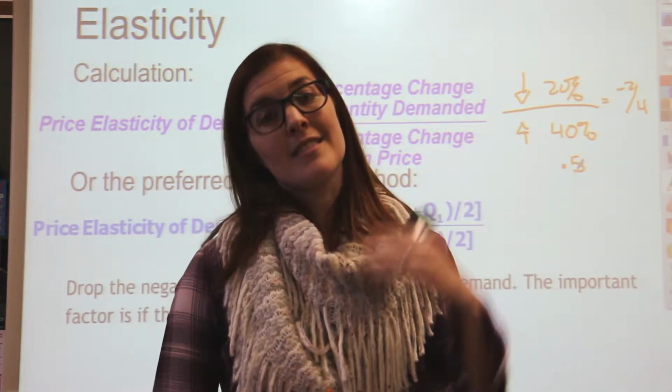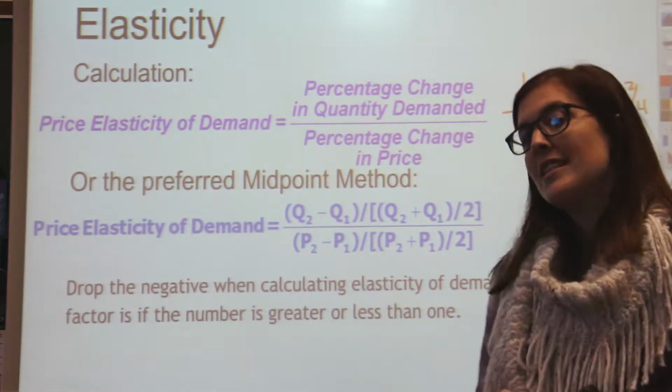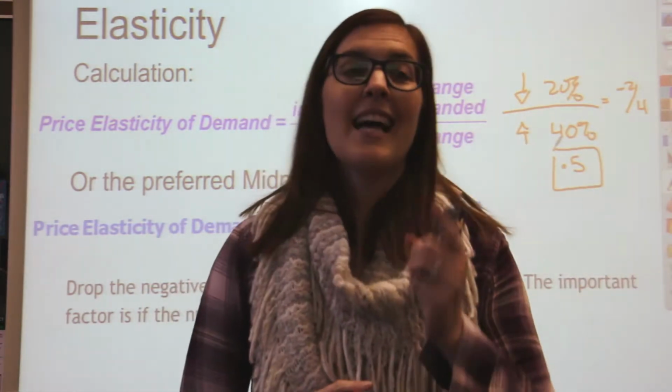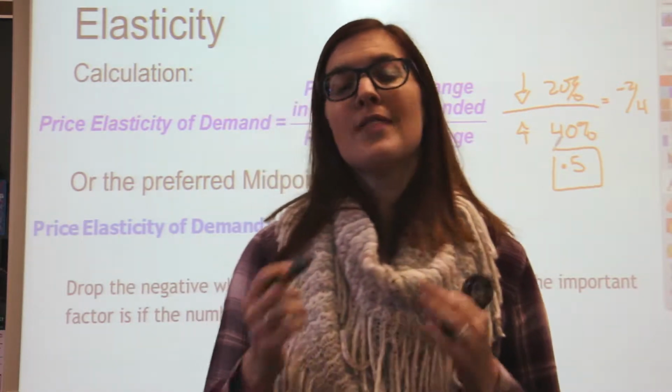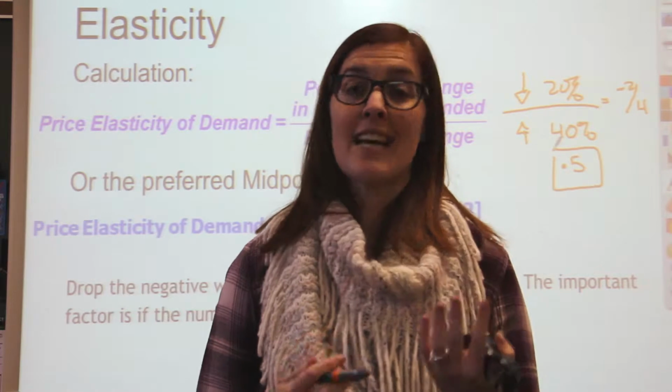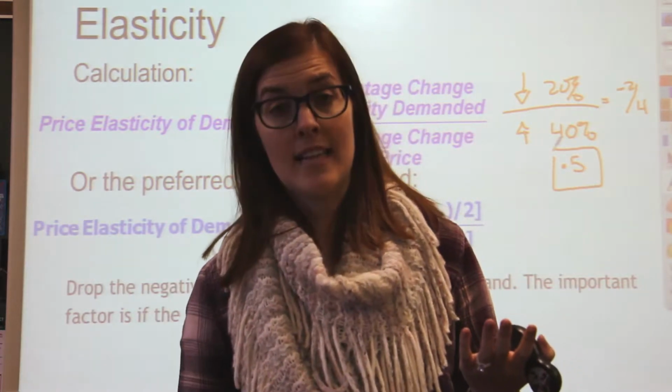Versus if the number is less than 1, like we have in this example on the board, that means that the quantity change is less than the price change, which means it's an inelastic good. So that calculation tells you whether a good is elastic or inelastic, whether it's greater than 1 is elastic or less than 1 is inelastic.